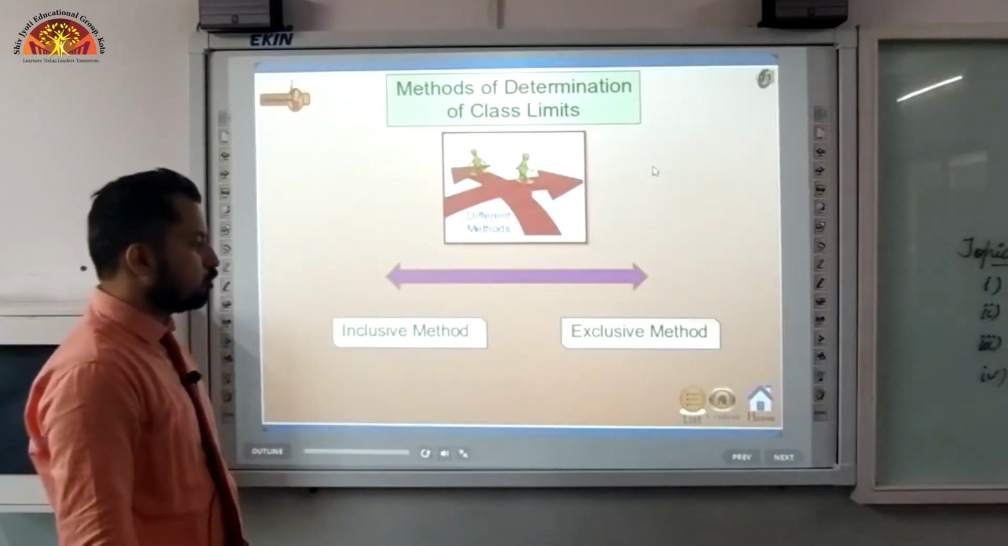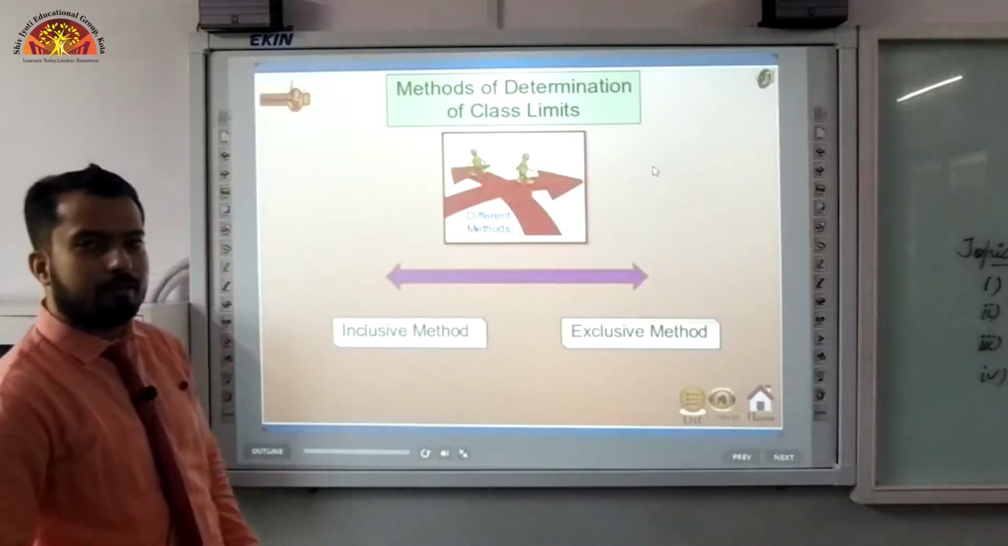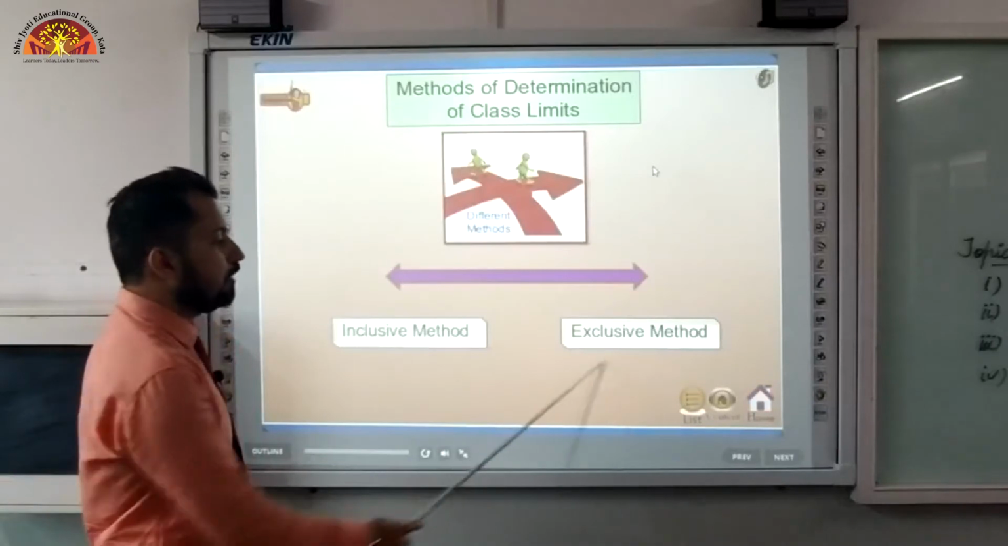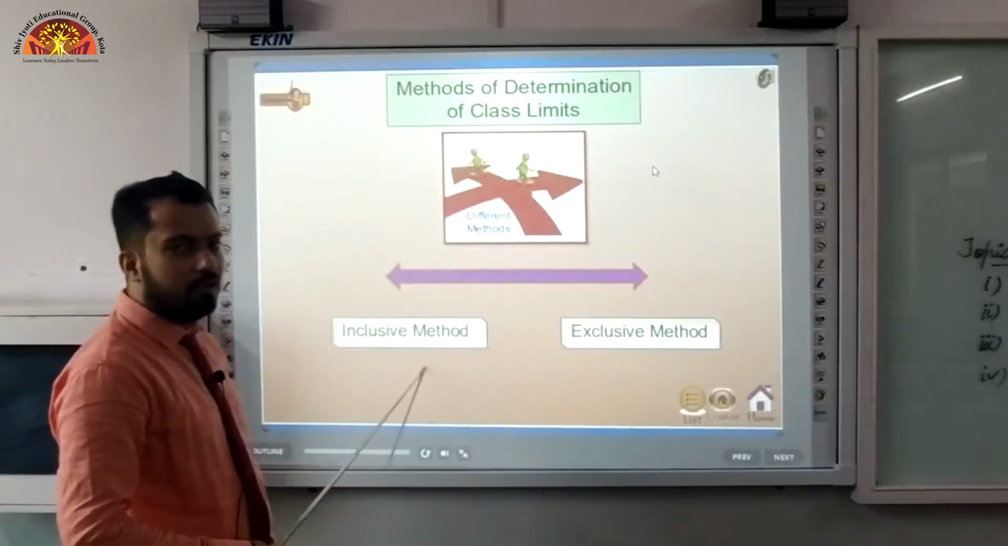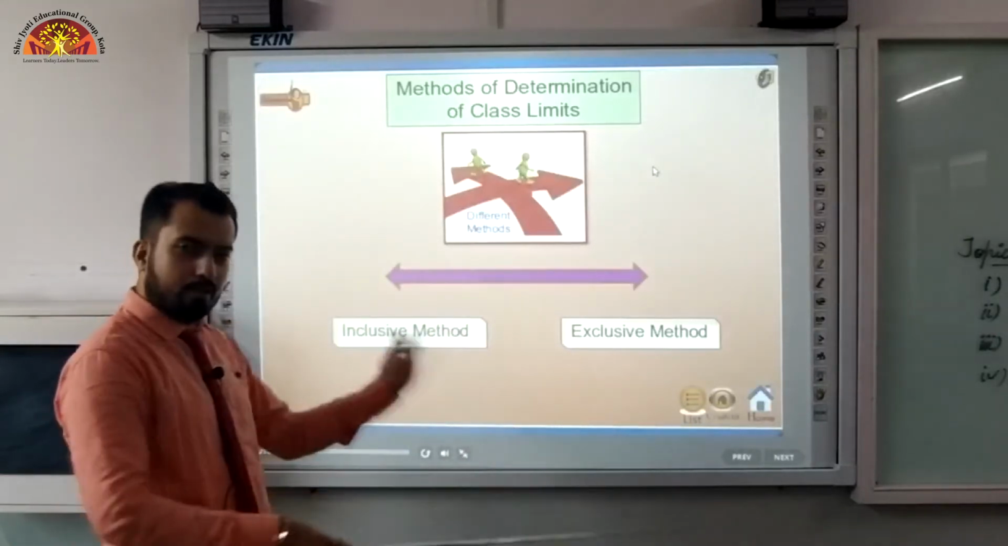And basically, for any numerical problems you have to solve further, that means in the further chapters, whatever mathematical calculations we will learn, the data provided needs to be in the exclusive method only. In case it is inclusive, at first we have to convert it into the exclusive method to make it useful.